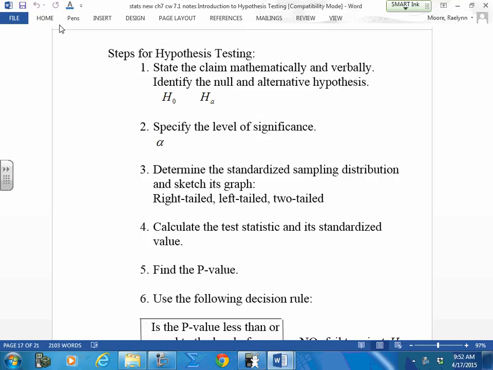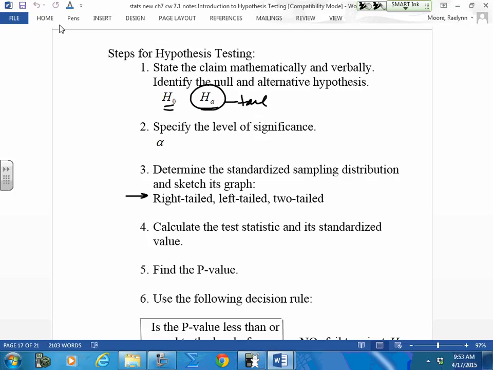So to tie this up together, we're going to be following this no matter what we do. And I put this in your notes. Again, we're going to state your claim, and then you're going to tell me which one is the HO. The HO contains the equal sign. The HA has no equal sign. The HA does the tail. Whatever tail this is, that's your tail test.